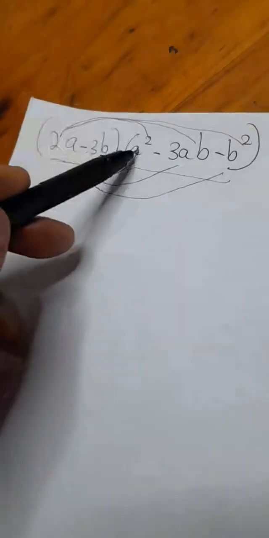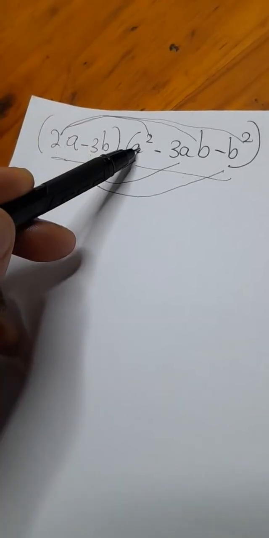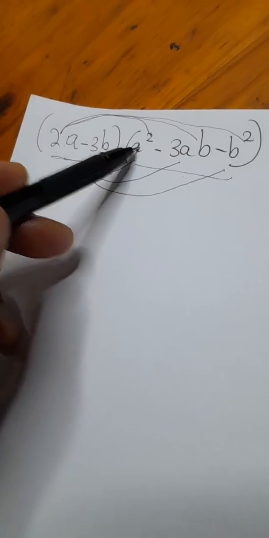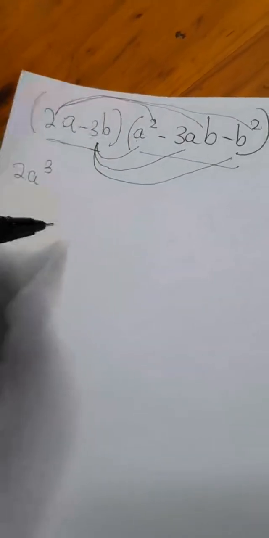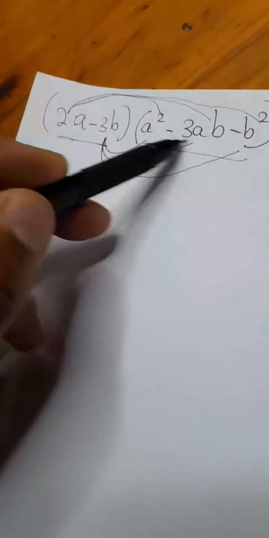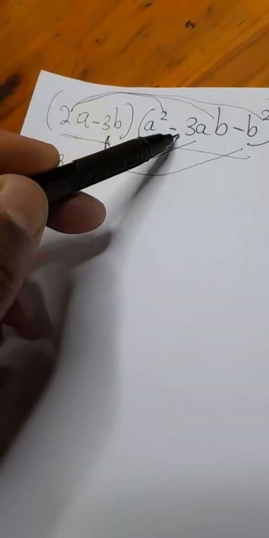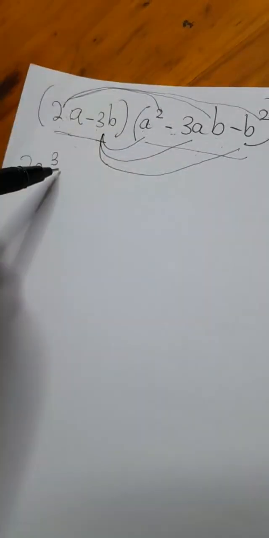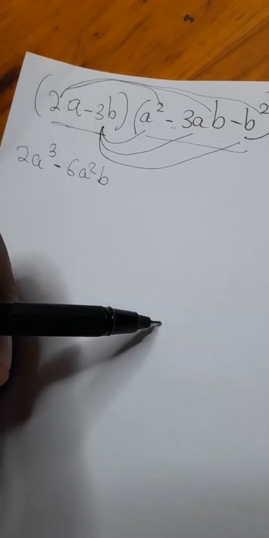So we'll start with 2a. 2a multiplied by a squared, what do we get? We get 2a cubed. 2a multiplied by negative 3ab. So it's 2 times negative 3ab. What do we get? We get negative 6a squared b. That's what we get.